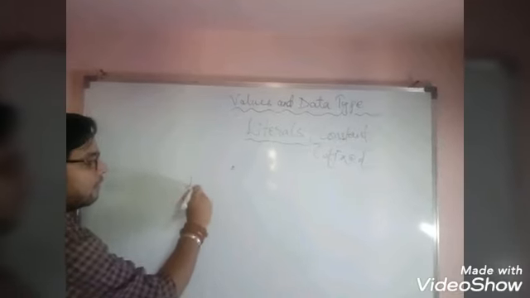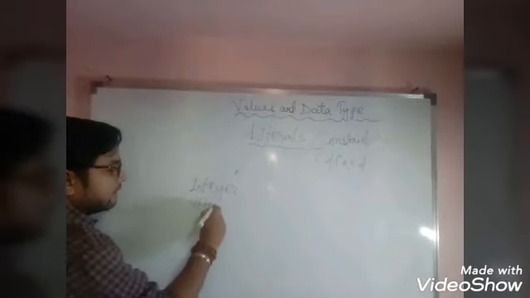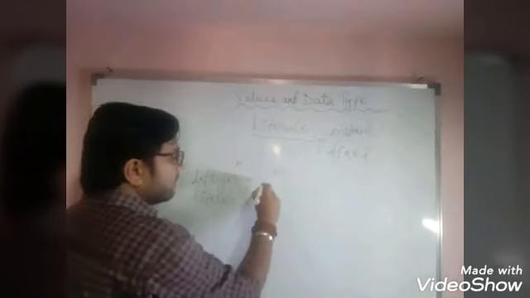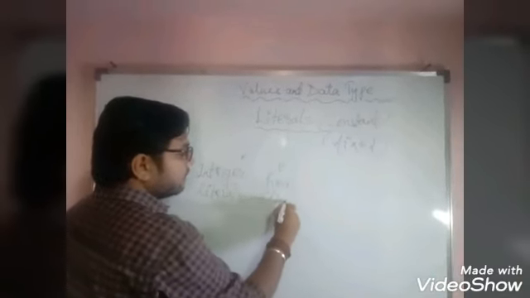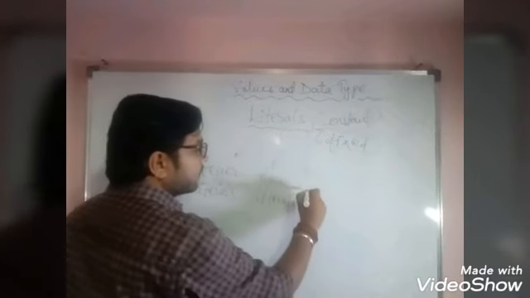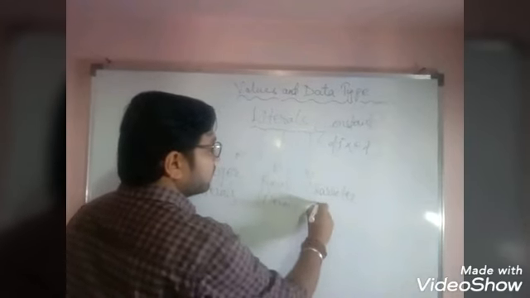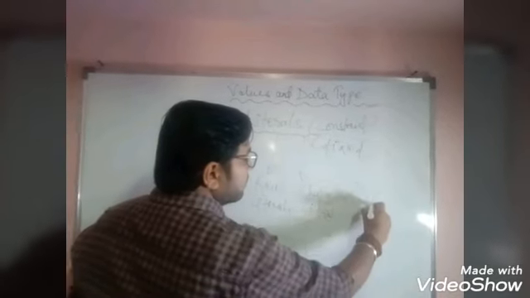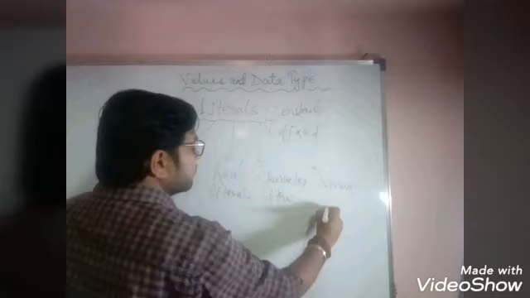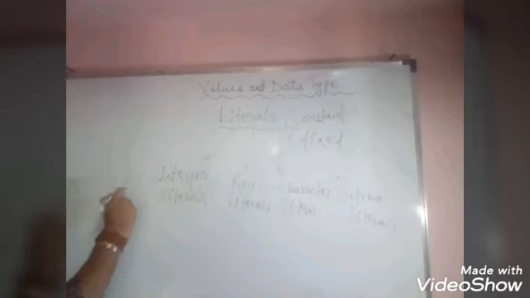First you have to know about the integer literal. Second type is real literal. Third is character literal. Fourth is string literal. And the last one is null literal.